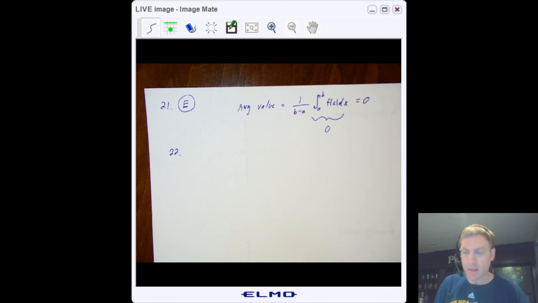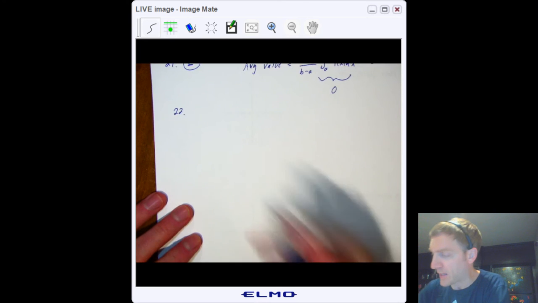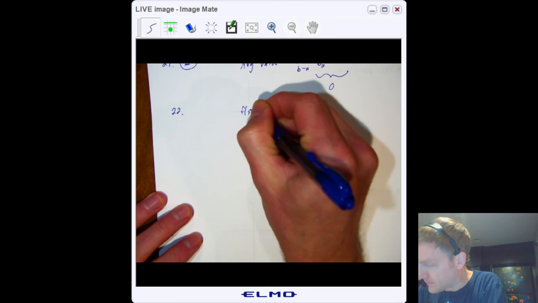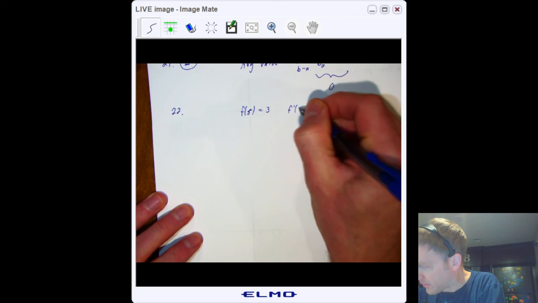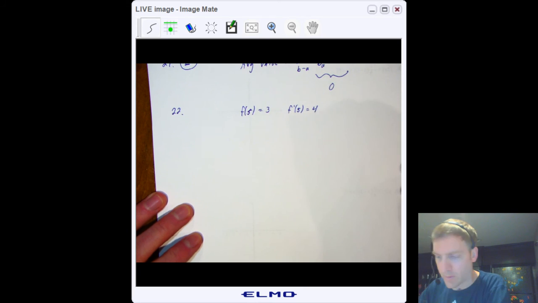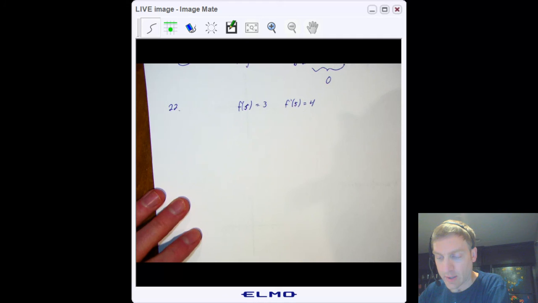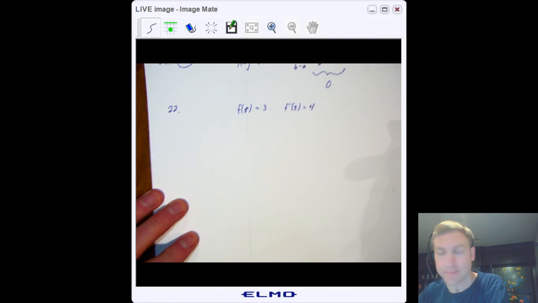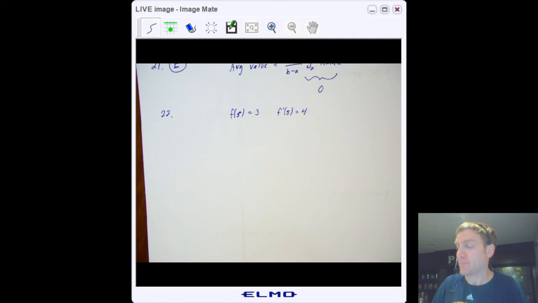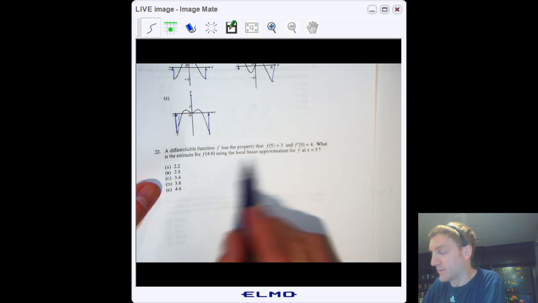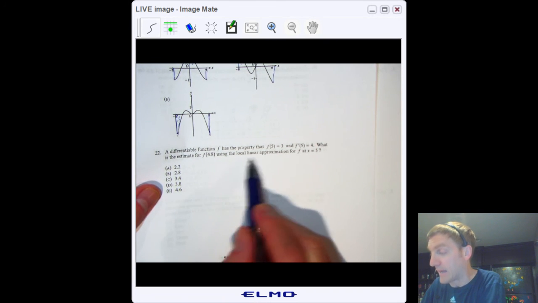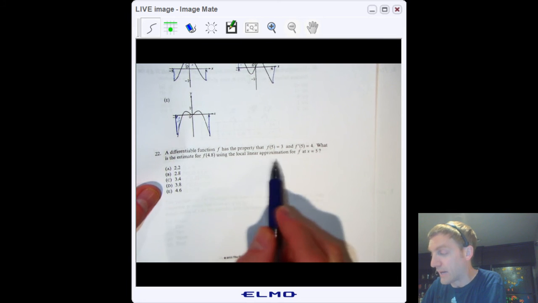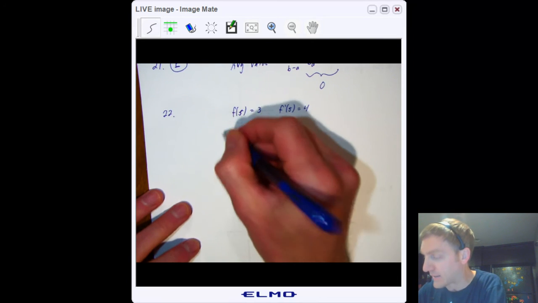22. Differentiable function f has a property such that f of 5 is 3 and f prime of 5 is 4. What's the estimate for f of 4.8 using the local linear approximation? Anytime you see those words, locally linear approximation, or any similar phrase, that is a tangent line, right? Line, linear approximation, tangent line. You want to write the equation for a tangent line at 5.